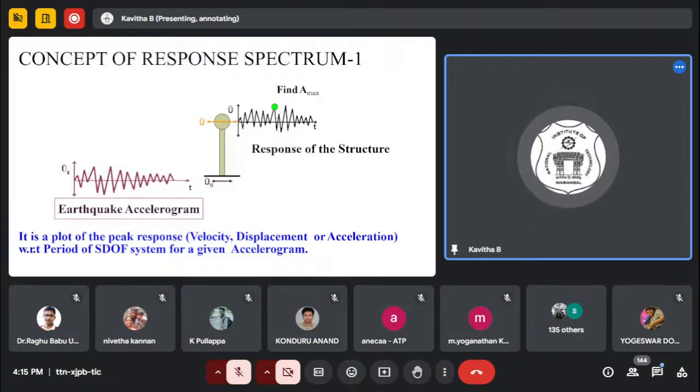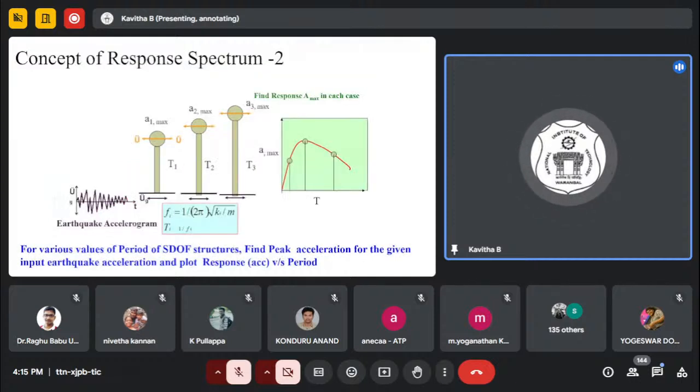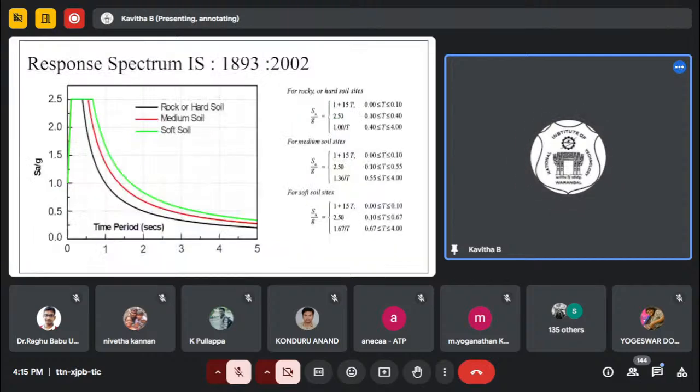That is the response pattern. So that response pattern you have seen in a code book. This is the one standard response pattern we are using in code. It has 3 different lines based upon your soil property. Your building may be lying on hard soil, or medium soil, or soft soil. So based upon that, you can select whichever curve applies.